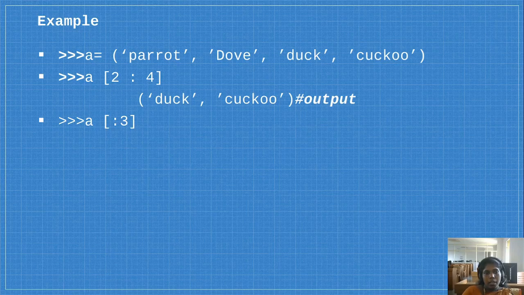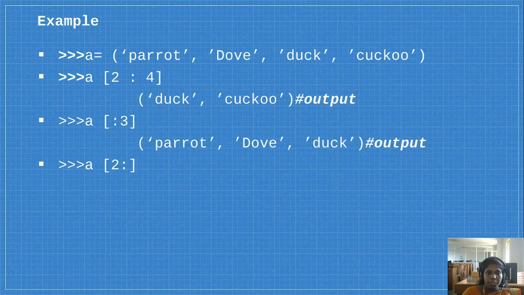Now I have written it like this within the square brackets. I didn't mention the start index, just a colon, then the end value n-1, which is mentioned as 3, so it goes up to 2. If the start value is not mentioned, it by default takes the start value as 0. So we will get the values from the 0th index to index number 2: the 0th index is parrot, the first index is dove, the second index is duck. That's our output.